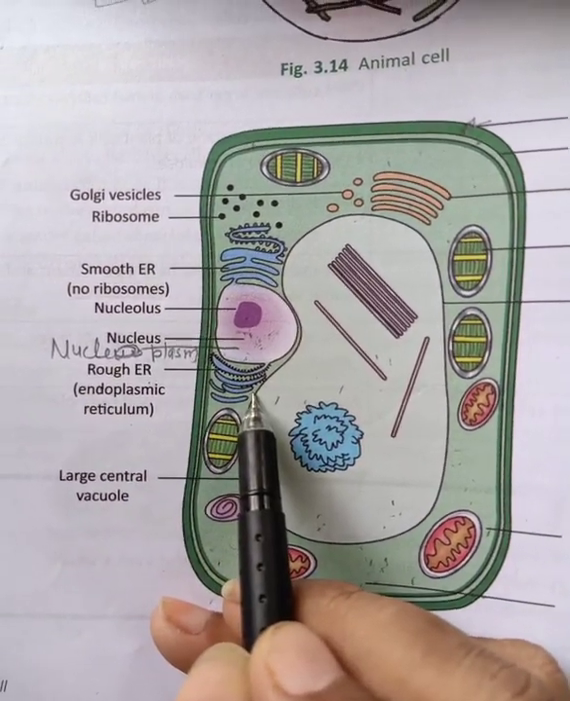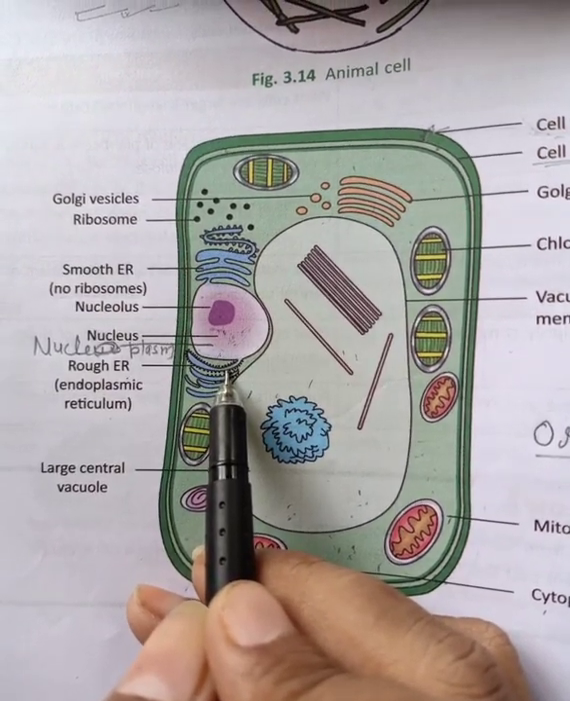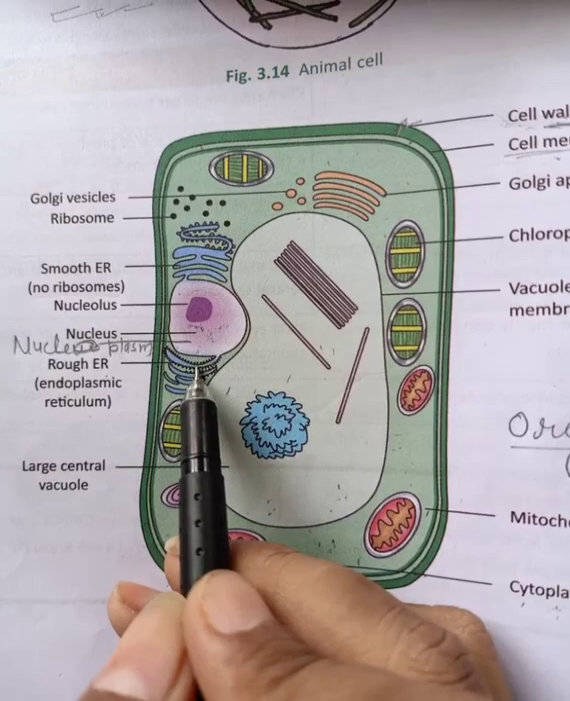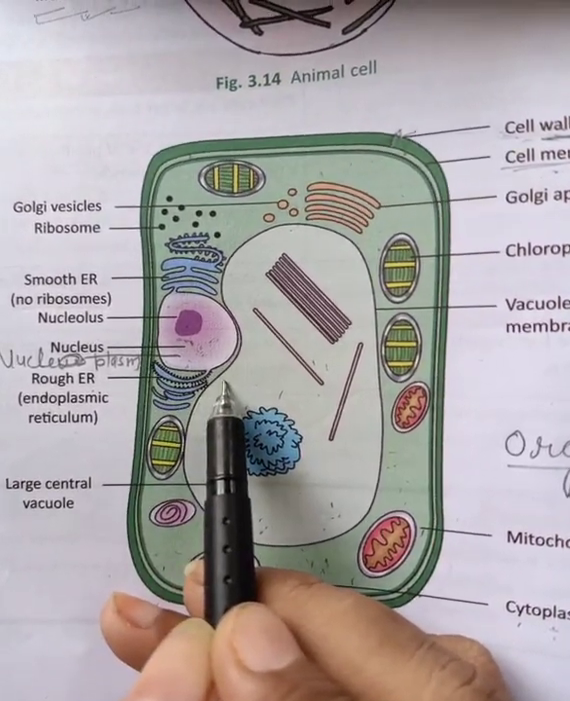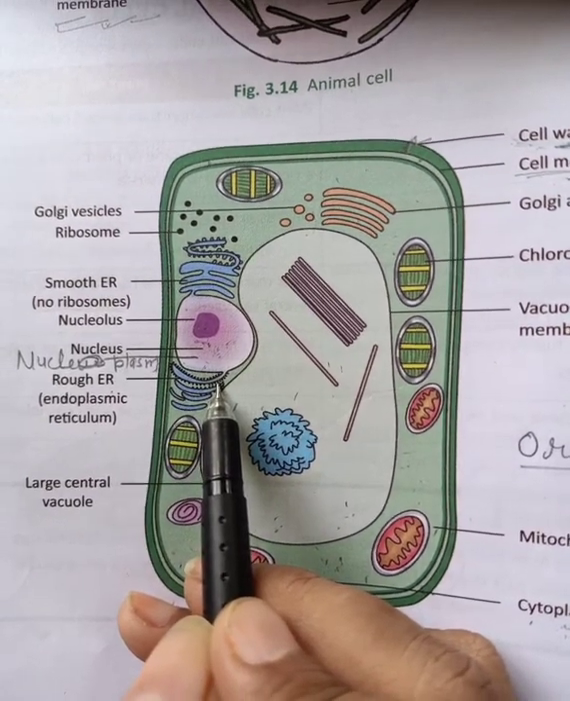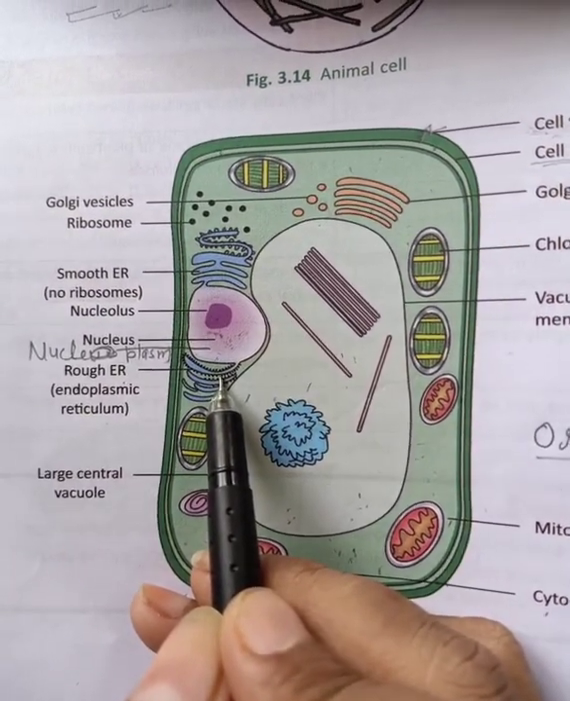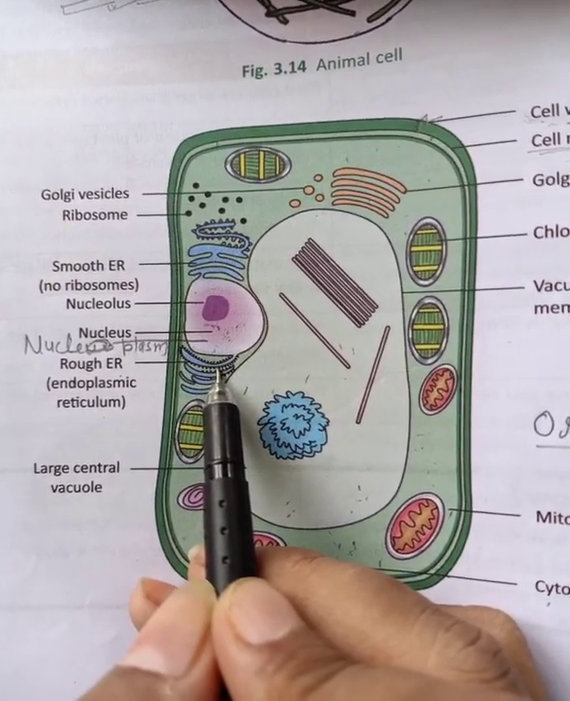On the other hand, this is a rough endoplasmic reticulum. Why is it called rough endoplasmic reticulum? Because it contains small ribosomes on the outer wall of the endoplasmic reticulum. Because of those ribosomes, this endoplasmic reticulum is called rough endoplasmic reticulum.